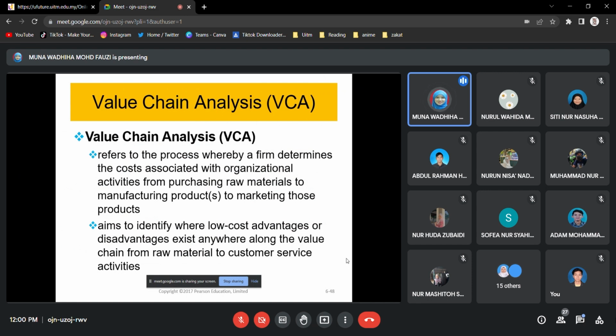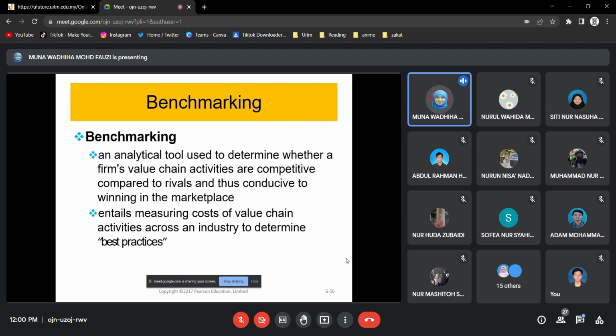So I think this one you can also read, and inshallah we will discuss further in our next class about benchmarking. Benchmarking is an analytical tool used to determine whether a firm's value chain activities are competitive compared to rivals and thus conducive to winning the marketplace. It entails measuring the cost of value chain activities across an industry to determine best practices.